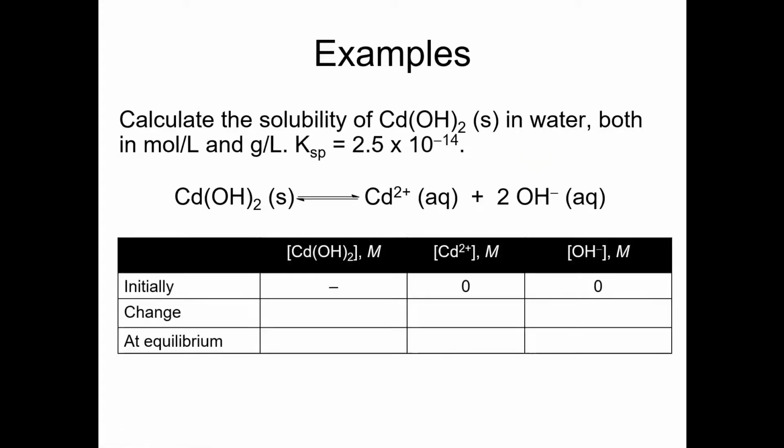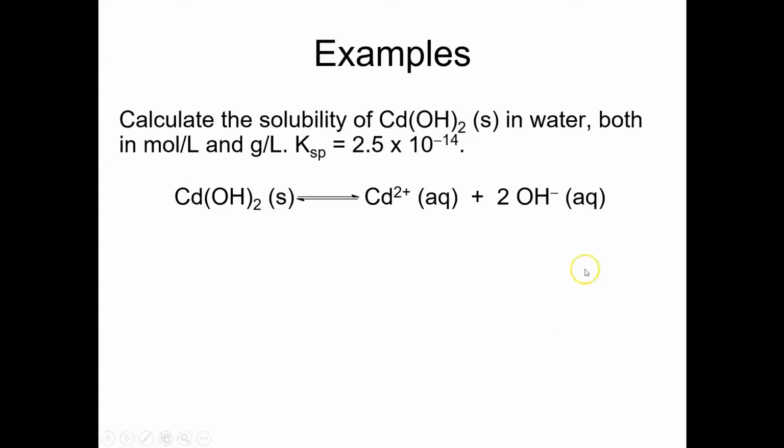First of all, when we look at the ice table, you'll see that while the change in the cadmium hydroxide is minus X and the change in the cadmium is plus X because it's got a coefficient of 1, the change in the hydroxide is going to be 2X because there's a coefficient of 2 on the hydroxide. And therefore, at equilibrium, for every X moles of cadmium hydroxide that dissolve, I get X moles of cadmium ions, but 2X moles of hydroxide ions.